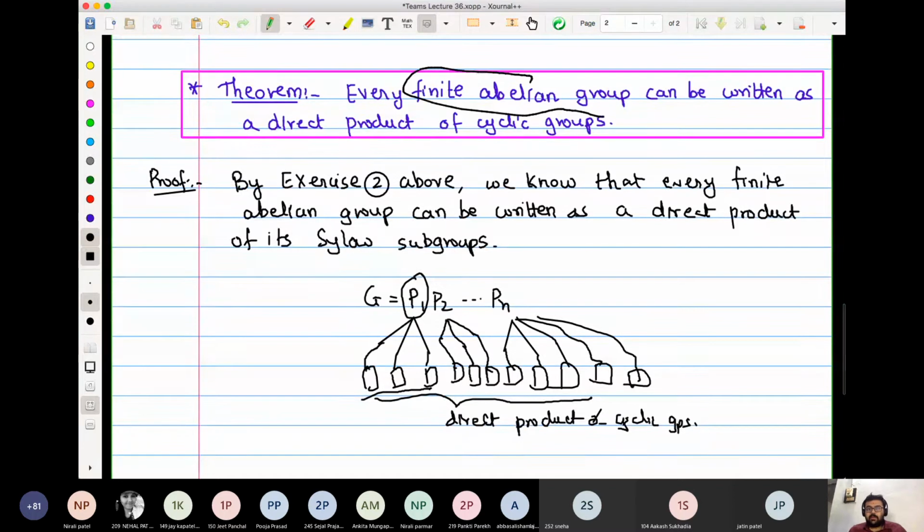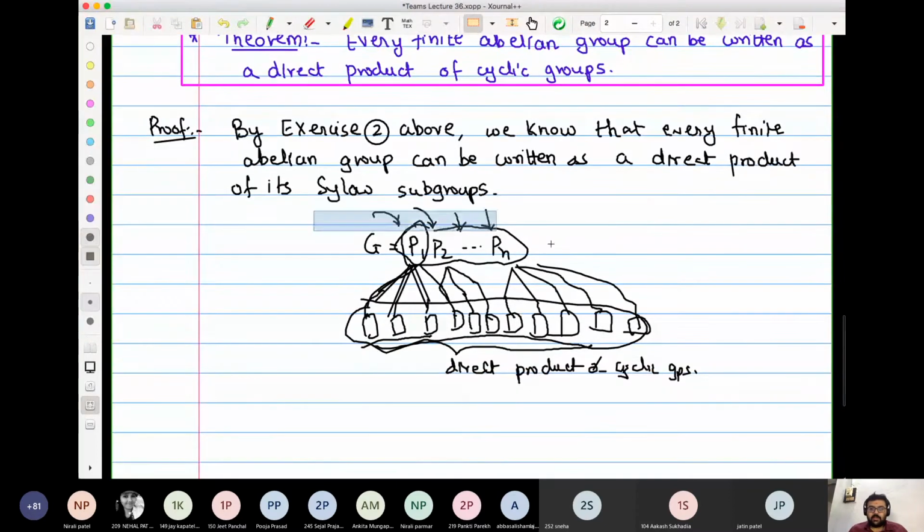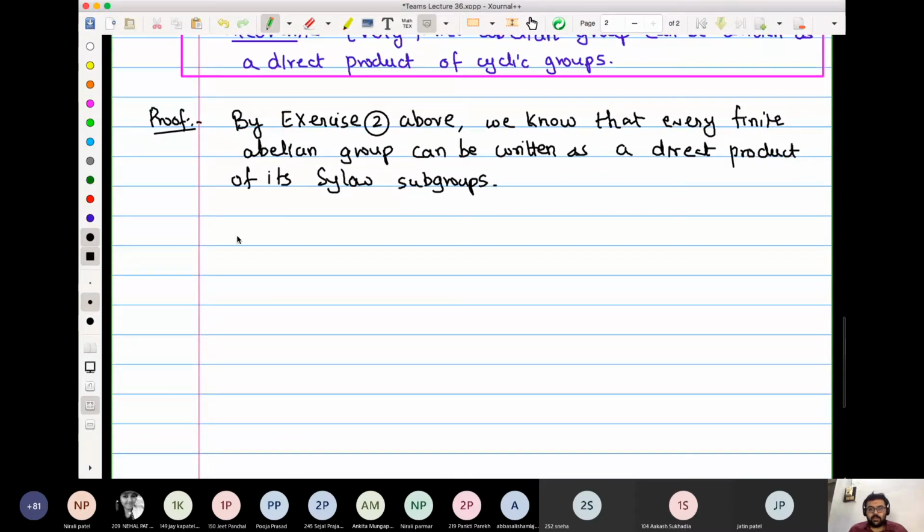Take a finite abelian group. First of all, by this exercise, express it as a direct product of Sylow subgroups. And if we now prove that every Sylow subgroup can be written as a direct product of cyclic groups, then we are done. G is the product of Sylow subgroups, and from each Sylow subgroup we get a direct product of cyclic groups. I hope this is clear. So this is the statement I wrote above: by this exercise we know every finite abelian group can be written as a direct product of Sylow subgroups. So it is sufficient.